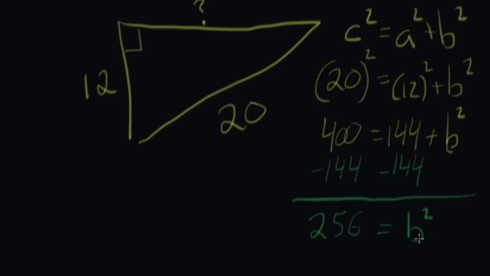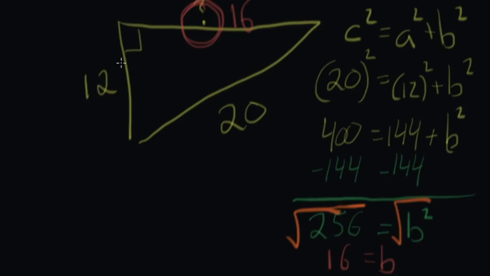Okay, so how do I get B all by itself? Because we're solving for B, we're not solving for B squared. So I'm going to square root both sides. And you might know the square root of 256, of course, is 16. So 16 is equal to B. So this side up here is 16. And that would make this a perfect triple. Okay, so that's kind of the idea there.